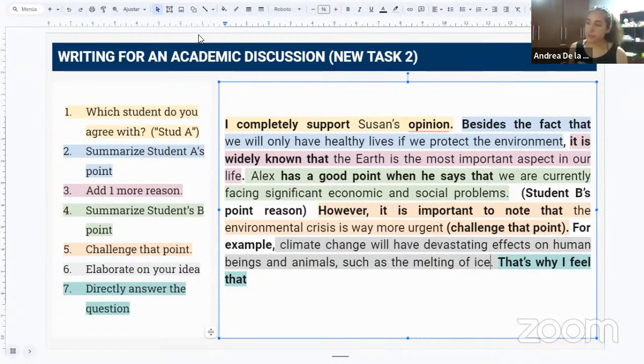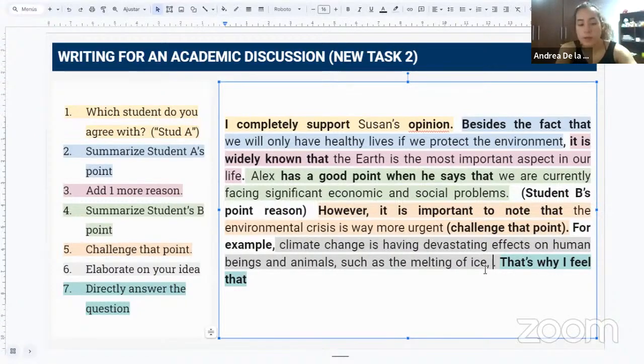Climate change will have devastating effects on human beings and animals. We could say climate change is already having devastating effects on humans and animals, such as the melting of ice. We could maybe mention some others, right?